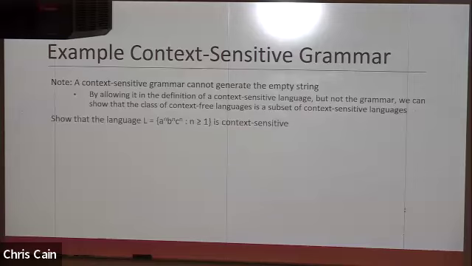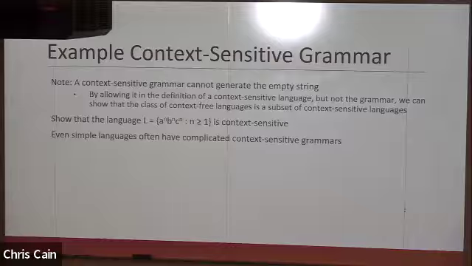Let's start with a to the n, b to the n, c to the n. We know that this language is recursive. We showed that it's not context-free and it is recursive. So it's somewhere in that boundary between context-free and recursive. And we know that linear bounded automata are also somewhere between context-free and recursive. So now instead of saying that this language is not context-free, let's show that it is context-sensitive. I will note that simple languages often have very complicated context-sensitive grammars, but let's give this a shot.